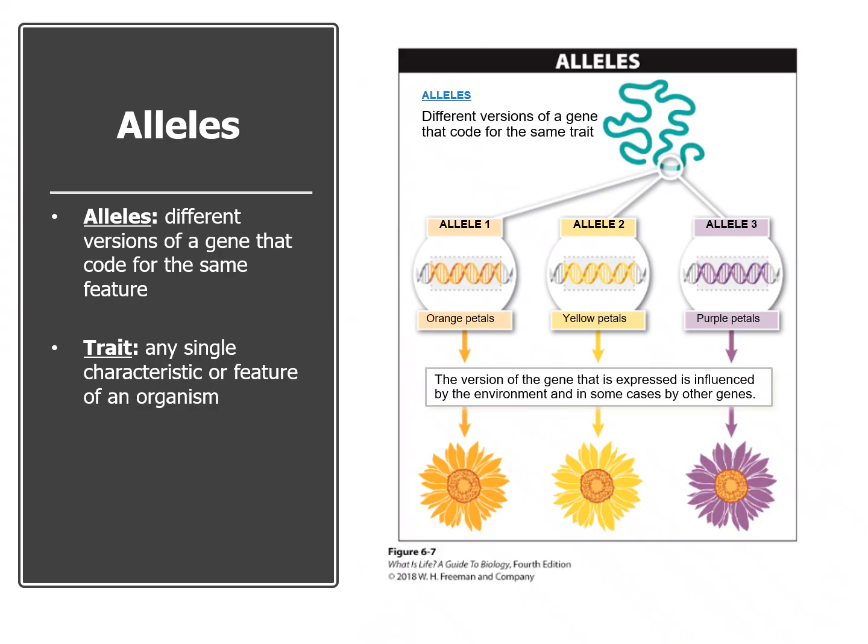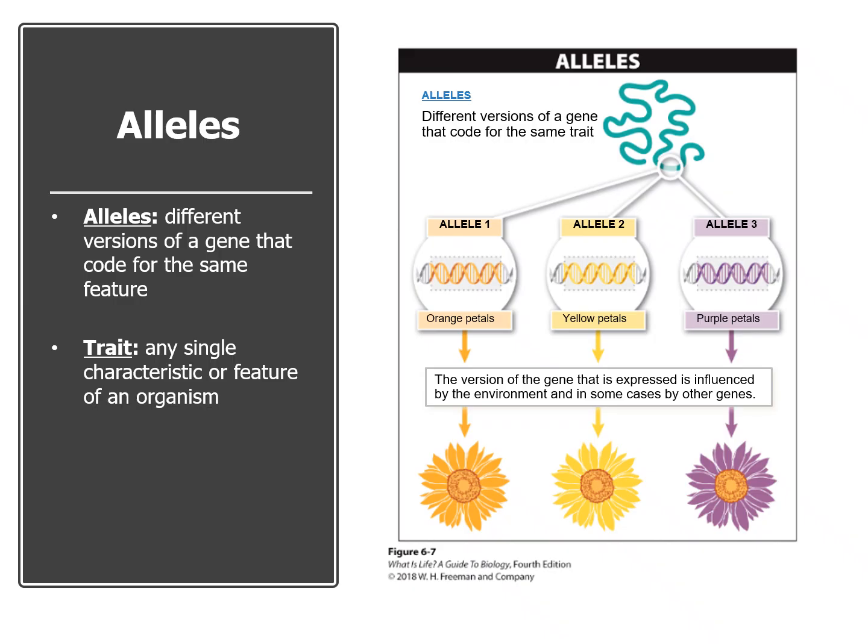A few more definitions of terms maybe you have not heard, and that is alleles. Alleles are different versions of a gene that code for the same feature. In the example that I have here, we have a gene that leads to the color of the petals of a daisy. So we have different versions of that gene. So it all leads to a color, but because the genes can be slightly different, that leads to a little bit of variety.